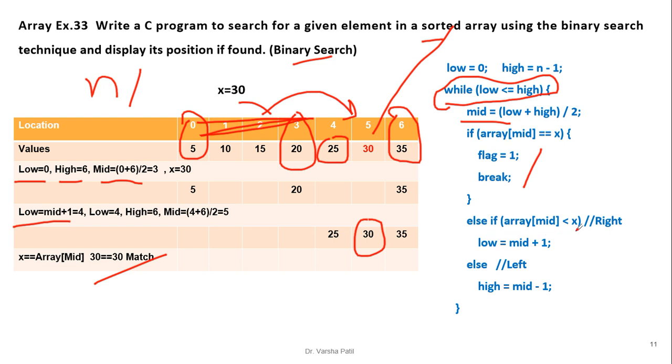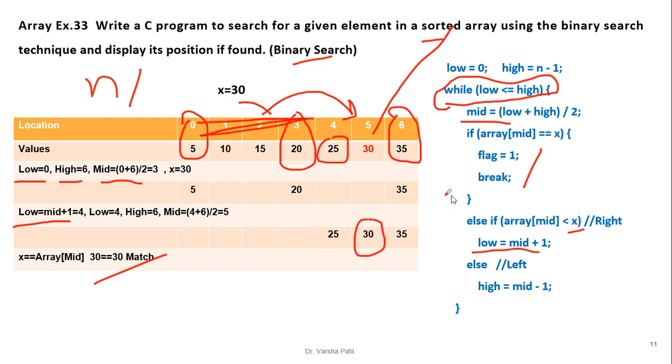If array of mid is less than x. Now here we need to think: the element to be checked is greater, so most probably it will be present on the right hand side. So what we are changing, we are changing only low equal to mid plus 1.